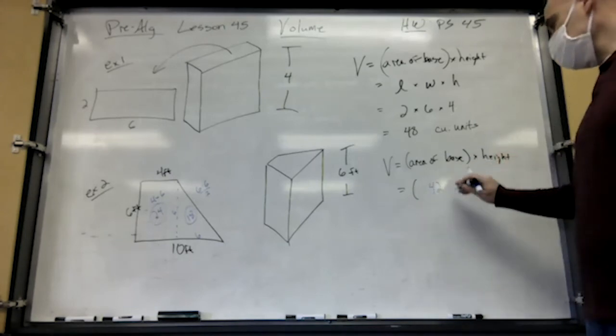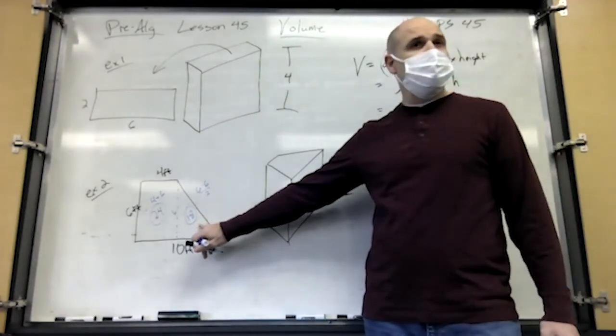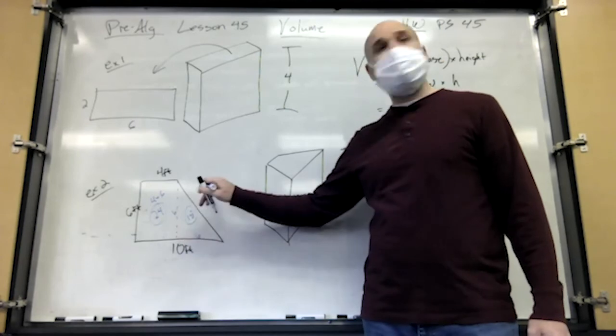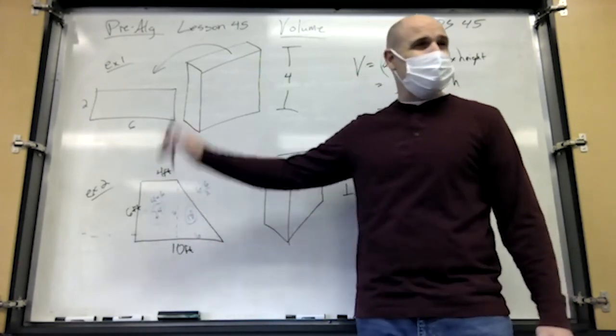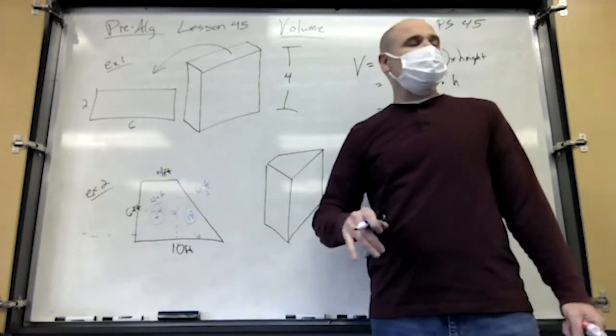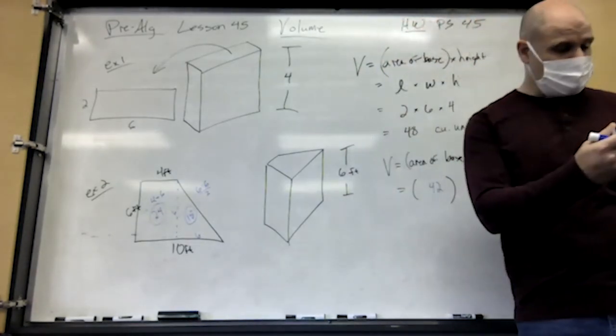I put 42. Is 42 right? Yes, because that's 18. See how I got 18? 6 times 6 divided by 2, that's how you find the area of a triangle. And then the area of that rectangle, which is just 4 times 6, length times width. So 24 plus 18 is 42. So now how do you find the volume? What do you do now?